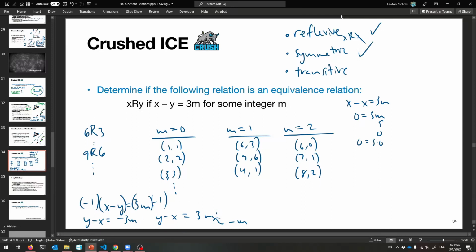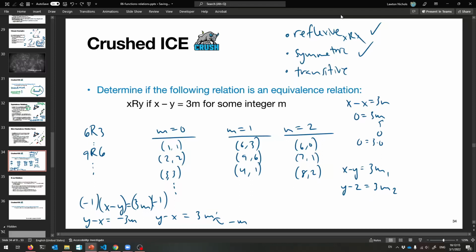And then finally, is this a transitive relation? Let's see if we can figure that out. If I know that x is related to y, that means that x minus y equals 3m for some m. And also I know that y is related to z, so y minus z is equal to 3m prime, or let's say m1 and m2 here. If I know these two things, is it also true that x is related to z?